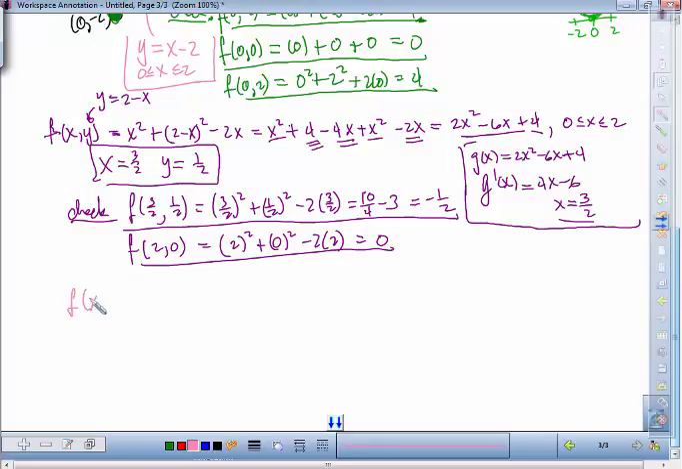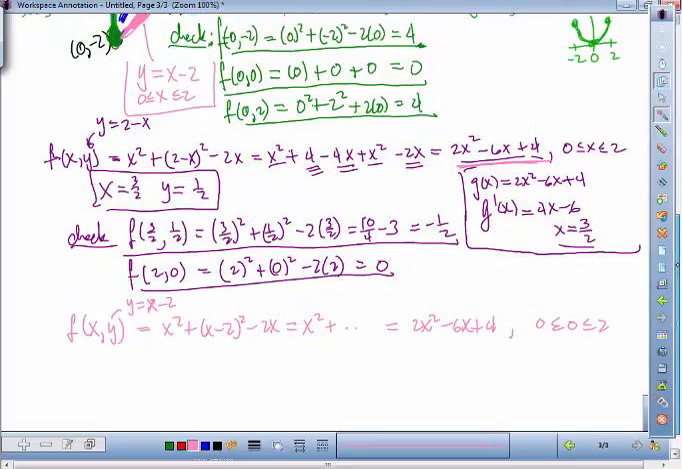So f of x comma y, where y is equal to x minus 2, will give us an x squared plus x minus 2 squared minus 2x. And if you FOIL this, I think you're going to get the same thing, aren't you? It's just that value squared. Yeah, and it's the negative of that. So plus dot dot dot equals 2x squared minus 6x plus 4, and I just copied this. And again, we're going between 0 and 2.